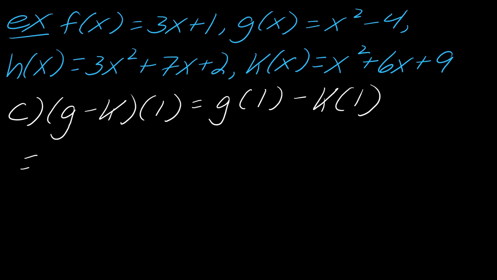So this is going to come out to look like 1 squared minus 4. There is g of 1, right? 1 squared minus 4. So there's the first one.